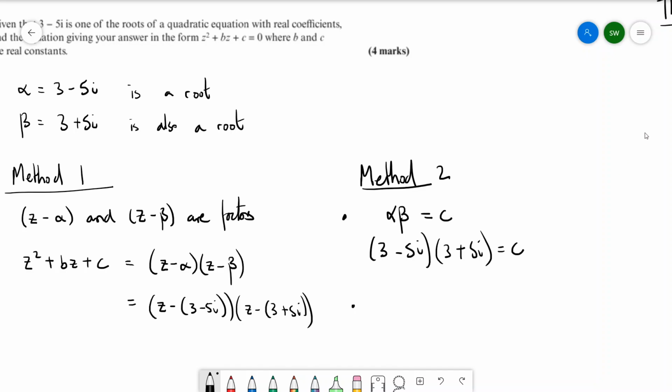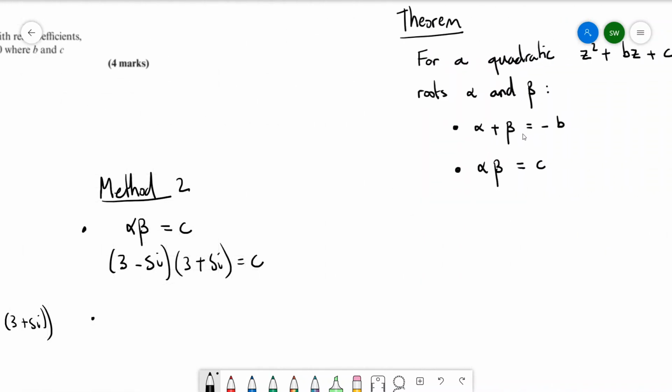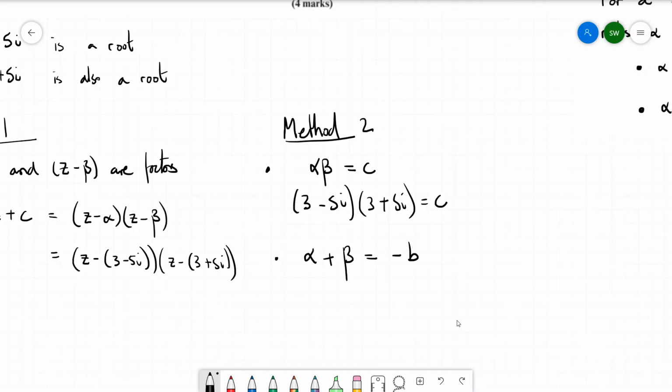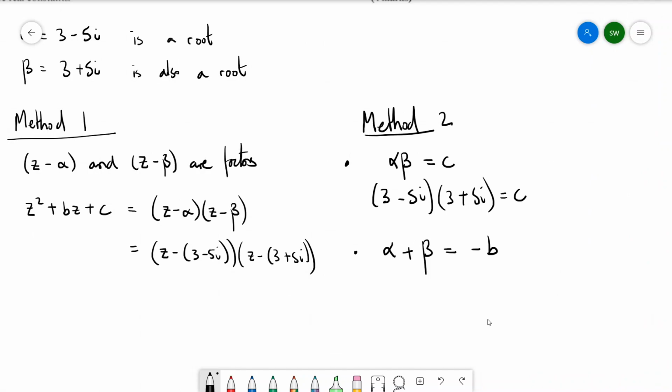And we've also seen at the end of last video that if you add together the two roots, you get minus b. So we could do alpha plus beta equals minus b. So to find out what minus b is, you could just do 3 minus 5i plus 3 plus 5i equals minus b, and then simplify that to try and find out what b is. So in this case, you'd get 6 equals minus b, so b equals minus 6, for example.